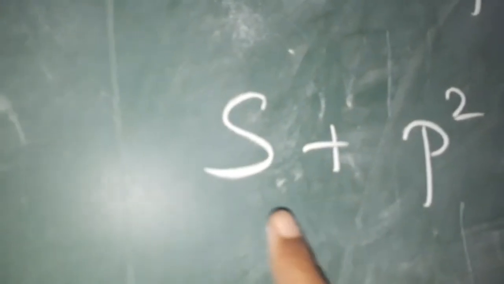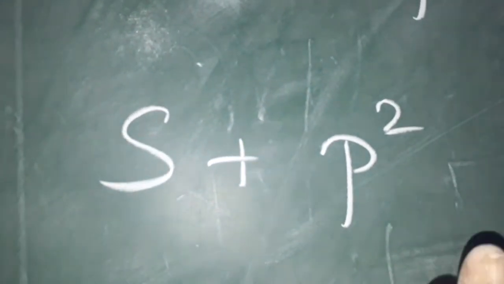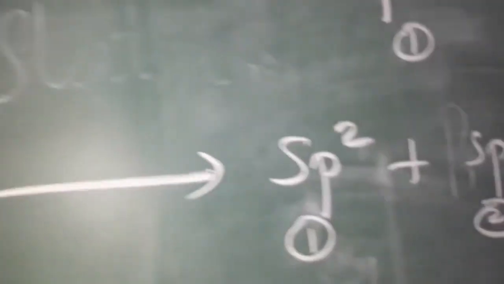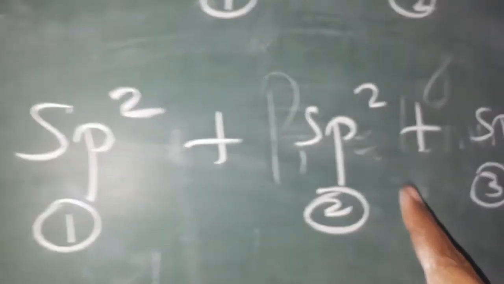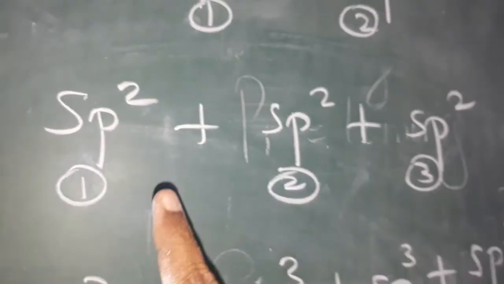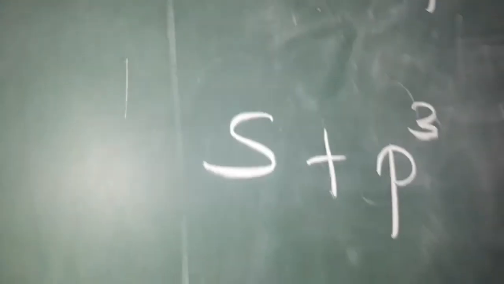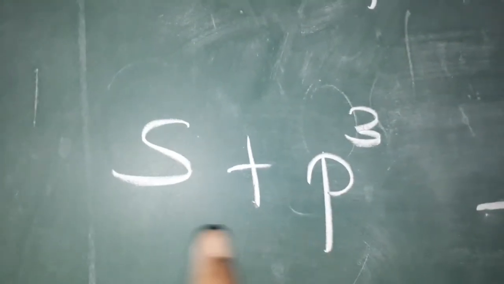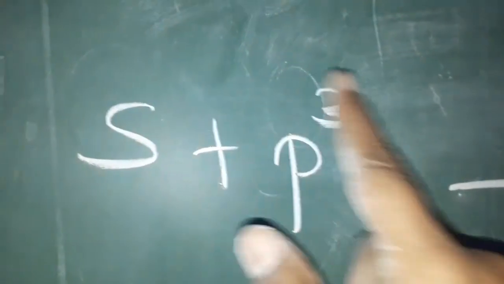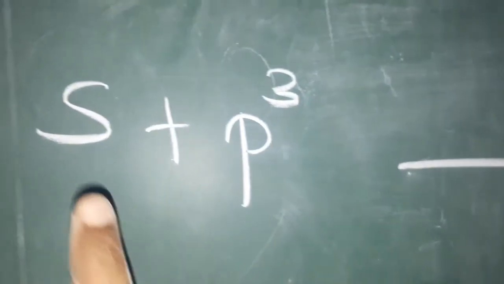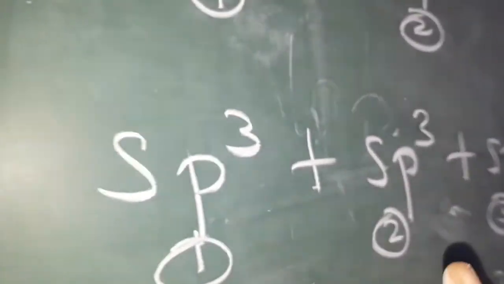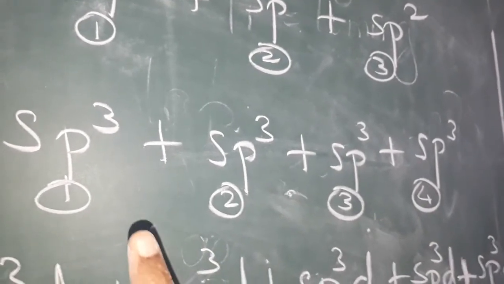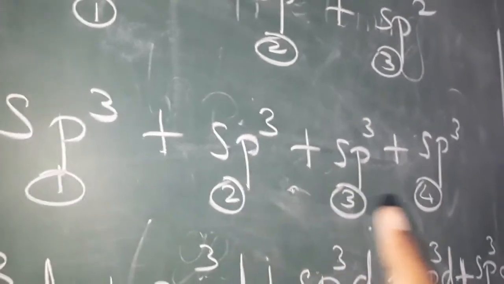The next one, s orbital and p, where in that p we have two orbitals. So how many orbitals are going to join? Three orbitals are going to join. So we get three hybridized orbitals like this, sp2, sp2 and sp2. The next one, one s orbital and three p orbitals. So totally we have four orbitals, 3 plus 1. Joining together we get four hybridized orbitals, sp3, sp3, sp3, sp3. These are called hybridized orbitals.